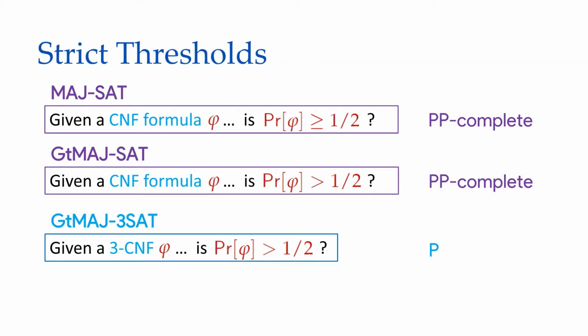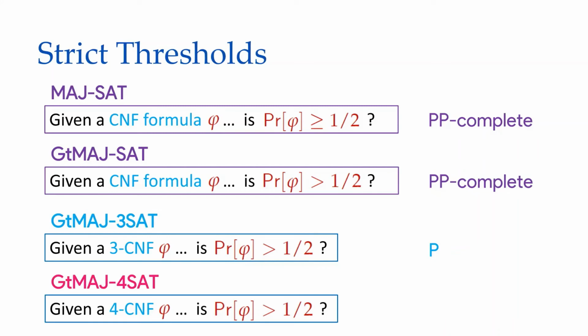But what about the greater-than-majority 4-SAT problem? Surprisingly, it turns out that greater-than-majority 4-SAT is actually NP-complete. And this seems crazy because this complexity classification is so different from the complexity of both greater-than-majority SAT, which is PP-complete, and majority 4-SAT, which is in P. If you want to see an explanation for this bizarre phenomenon, I encourage you to check out the details in our paper.